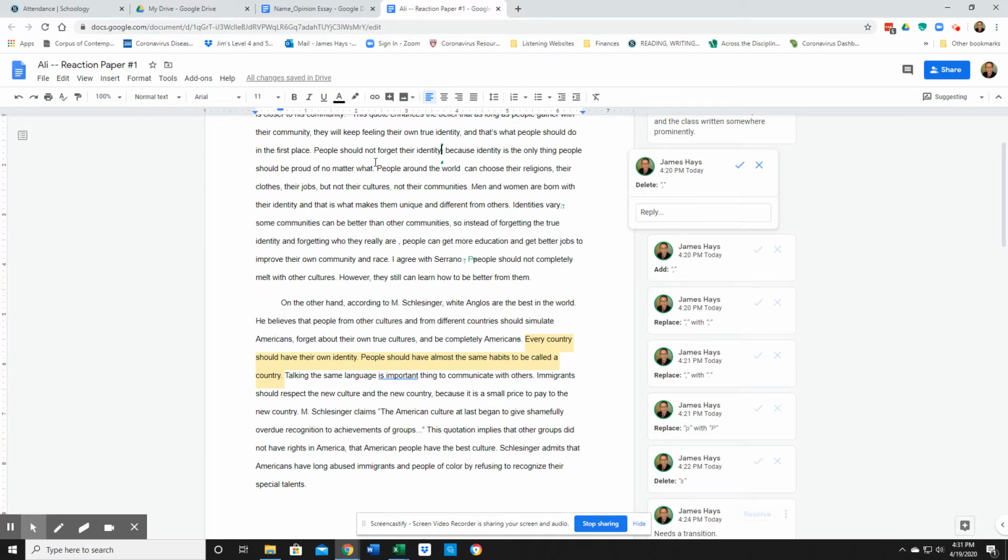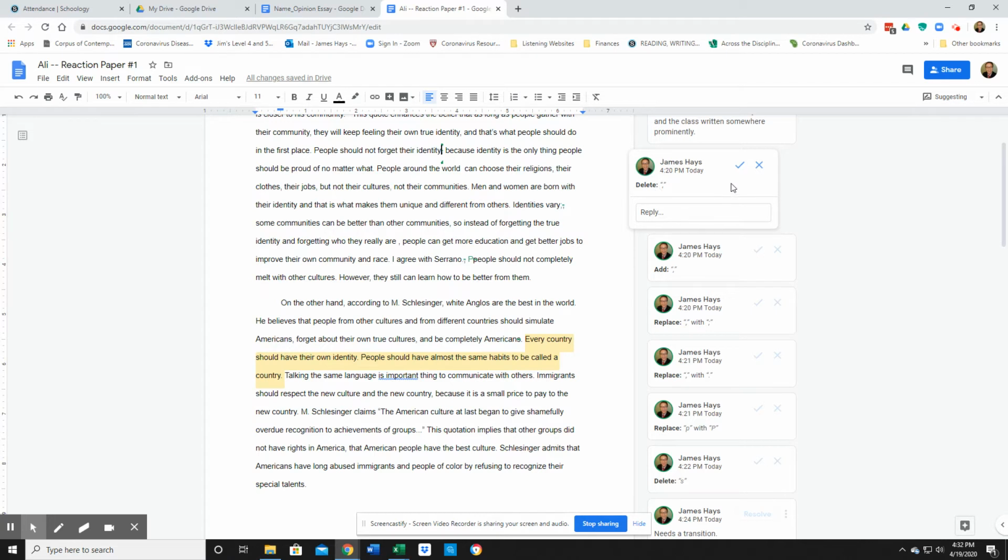It shows you people should not forget their identity, and it shows you that I deleted the comma, because in American English you don't need to put a comma when the clause is the second half of the sentence. If you were to say, because identity is the only thing people should be proud of no matter what, comma, people should not forget their identity. That's correct. But if you put the because in the middle of the sentence, you don't need a comma. So, you have to look at that.